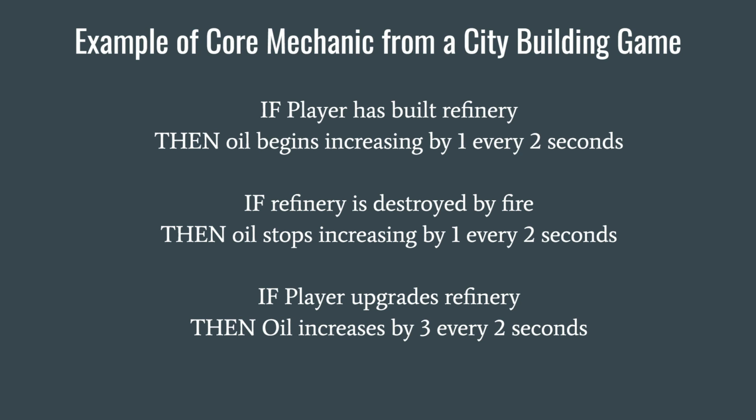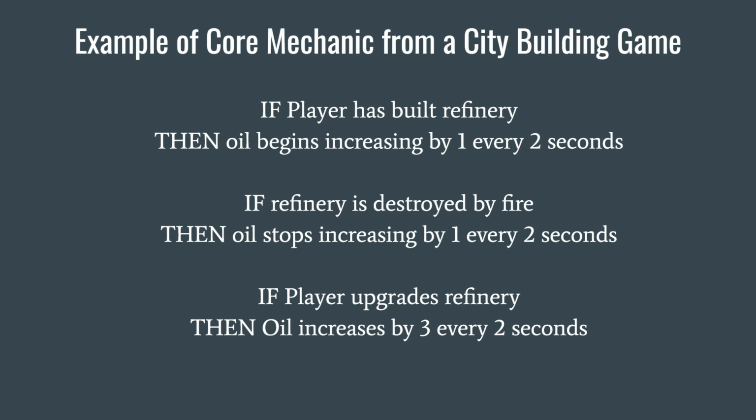So we would say in a city building game, if player builds refinery, or when refinery is built, then oil, the amount of oil the player has, begins increasing by 1 every 2 seconds. So oil is a resource. And it has an attribute of a number. You have 5 oil, or you have 40 oil, or you have 0 oil. So if the player has a refinery, then they get 1 oil every 2 seconds, right?